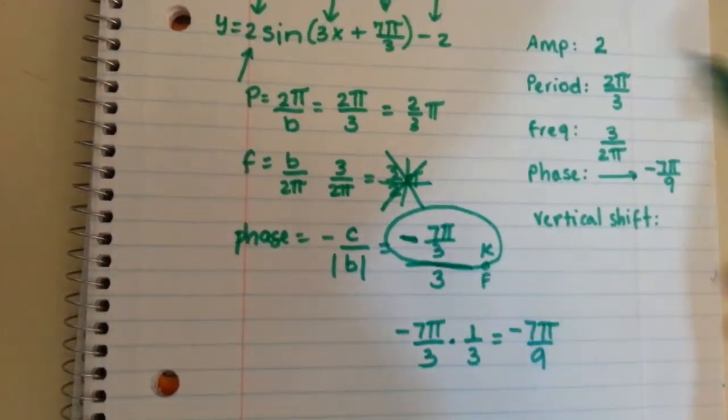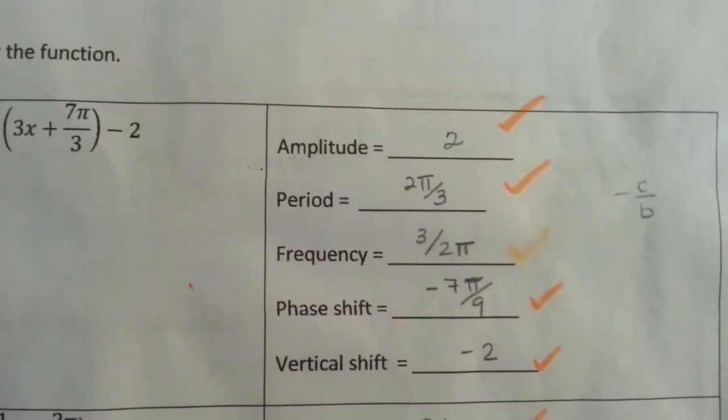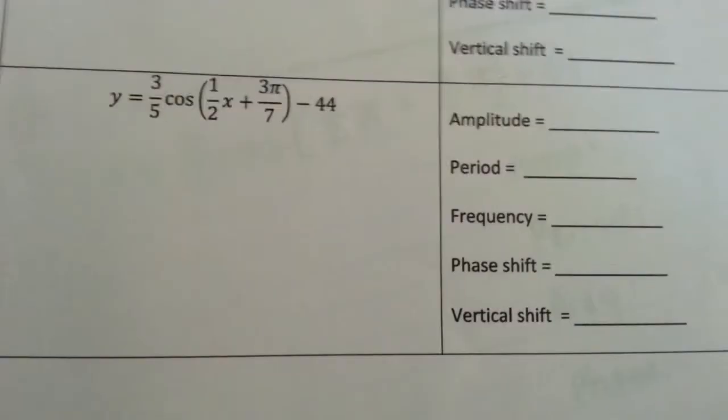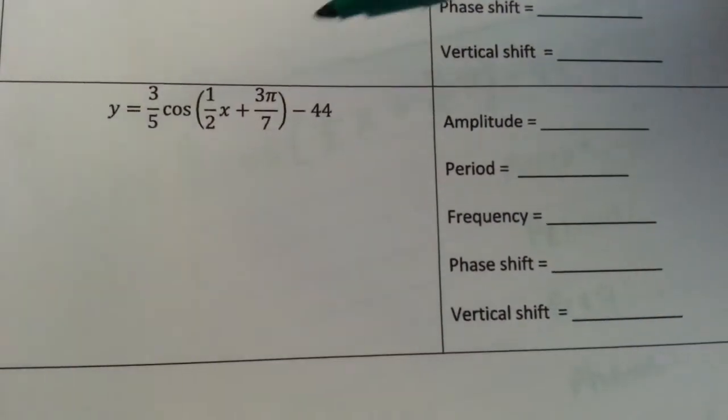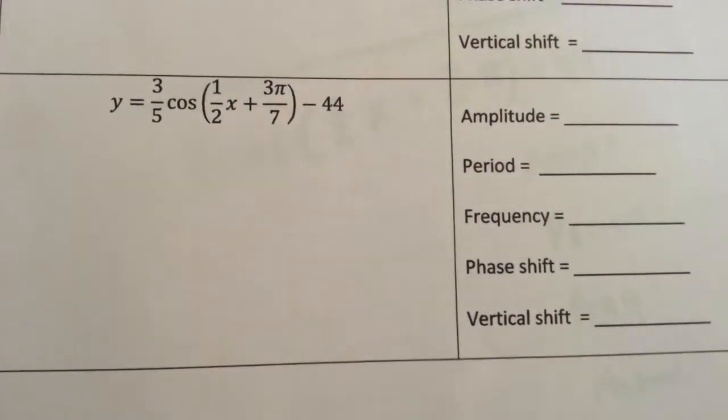And the vertical shift is the easiest. The d value is -2, so the vertical shift is -2. And this is how I would report the answers. Alright, the last problem on the first page is this one, and they want you to find the same information.